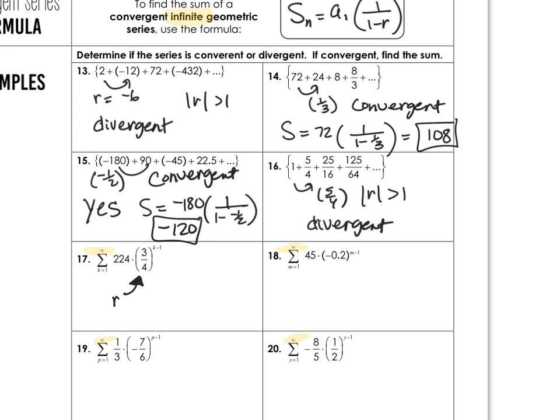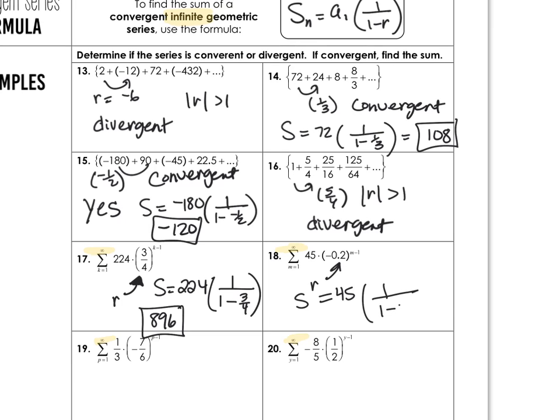If that is less than 1, which this one is, then yes, it does have a sum. The sum would be the first term, which we know is 224, because that's the first term in front there, and this would be 1 over 1 minus 3/4. That should give you 896. On this one, that is r, because it has the exponent, and that has a sum also because the absolute value is less than 1. So your sum is the first term times 1 over 1 minus -0.2, and I think you get 37.5.